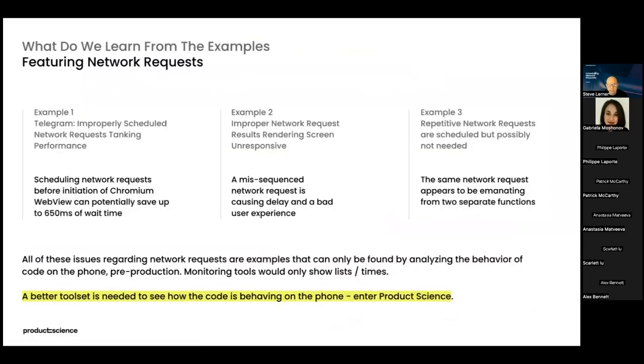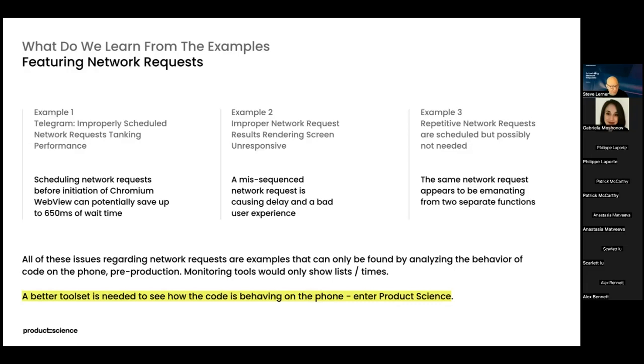So in summary, we have some great learnings here. Example number one, Telegram, an improperly scheduled network request, which is tanking performance. Scheduling the network requests before the initiation of that Chromium web view could save 650 milliseconds of time. And we've actually made a fix on that.